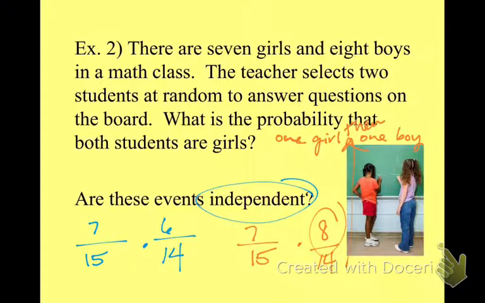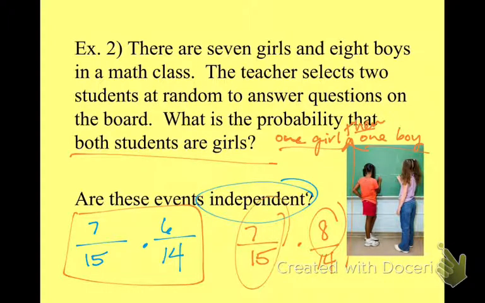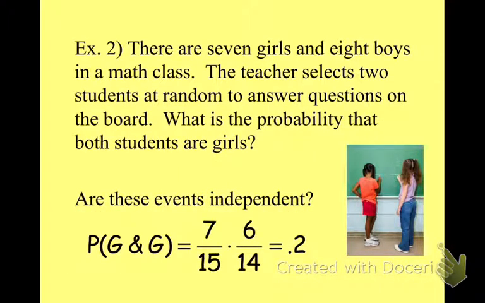So in this example, both are girls. You have 7 girls, then you have 6 girls. If I did one that said 1 girl, then 1 boy, this is the probability of choosing a girl. Okay, 1 girl is gone, but I still have 8 boys left, but I only have 14 people, so that's why this changed right here. And then you end up getting 20%.